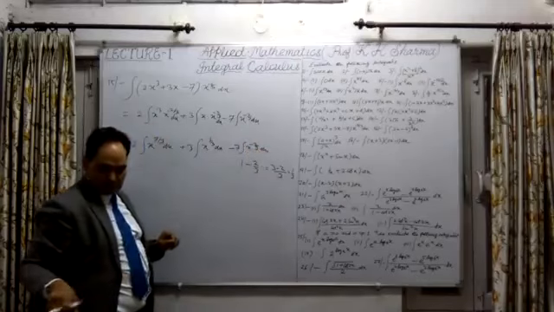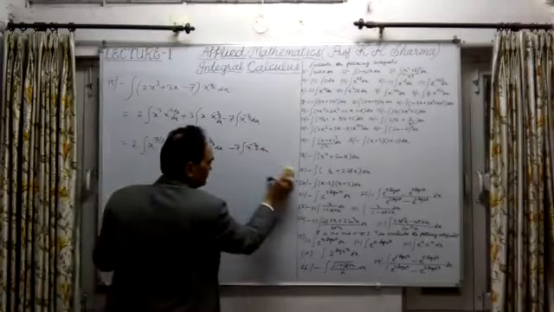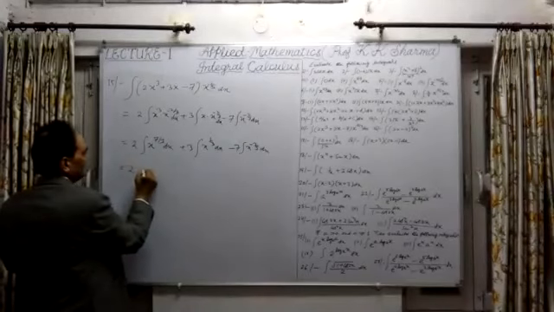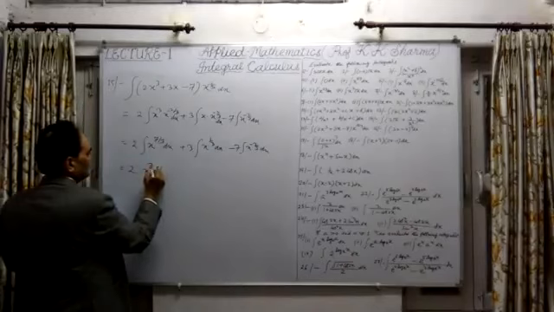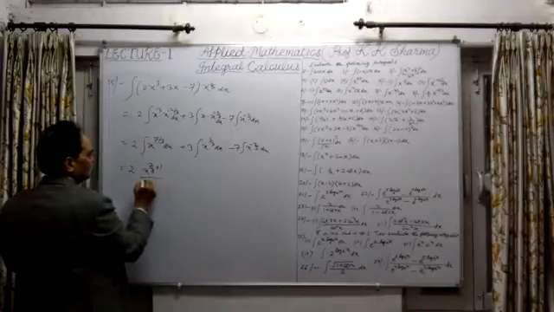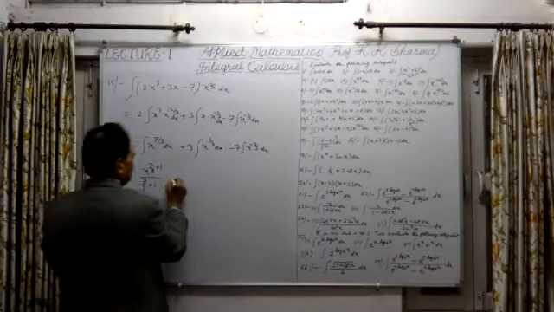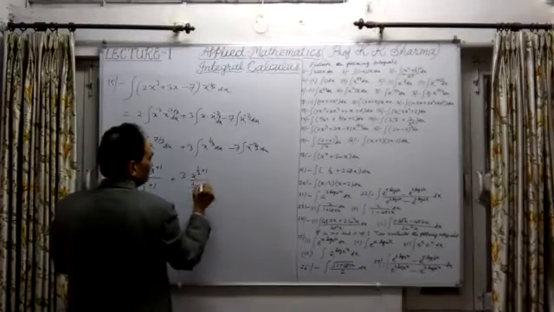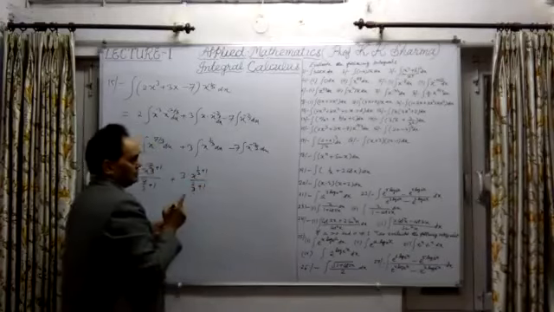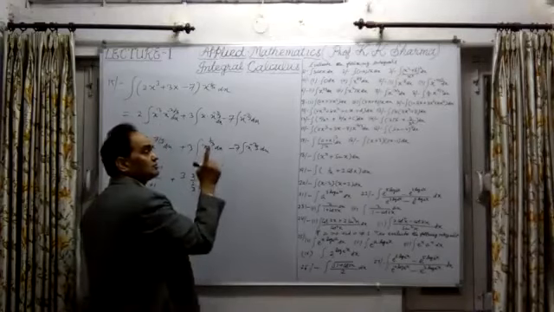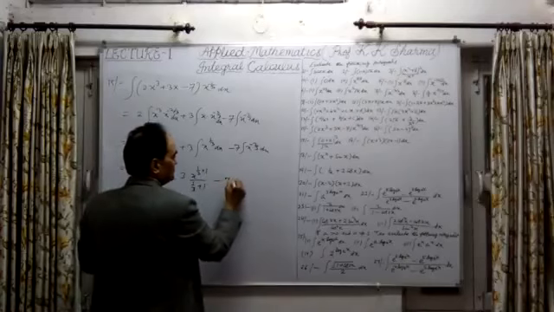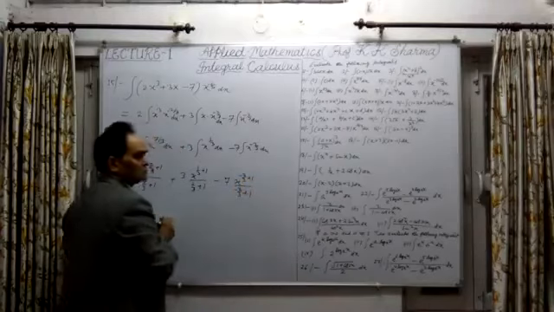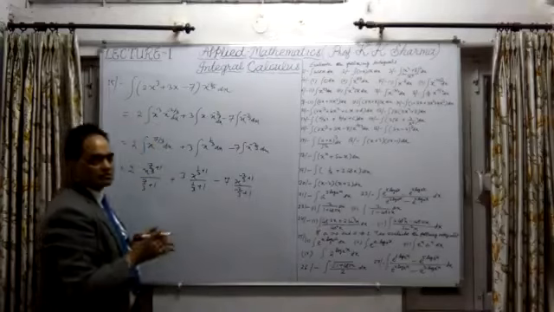Now let me integrate them. So separate integration of each term. Each part will be 2 into x raised to 7 by 3 plus 1 divided by 7 by 3 plus 1, plus 3 into x raised to 1 by 3 plus 1 upon 1 by 3 plus 1. The formula for x raised to n is x raised to n plus 1 upon n plus 1. That's the same formula. Minus 7 x raised to minus 2 by 3 plus 1 upon minus 2 by 3 plus 1.